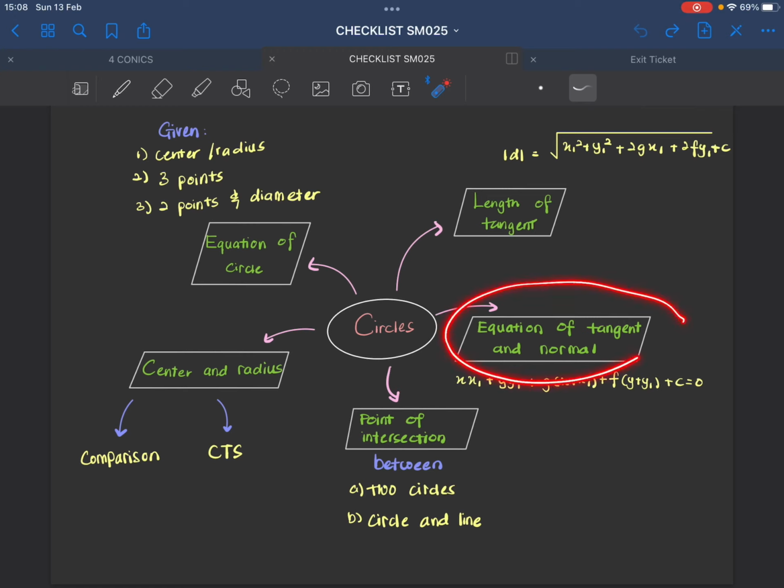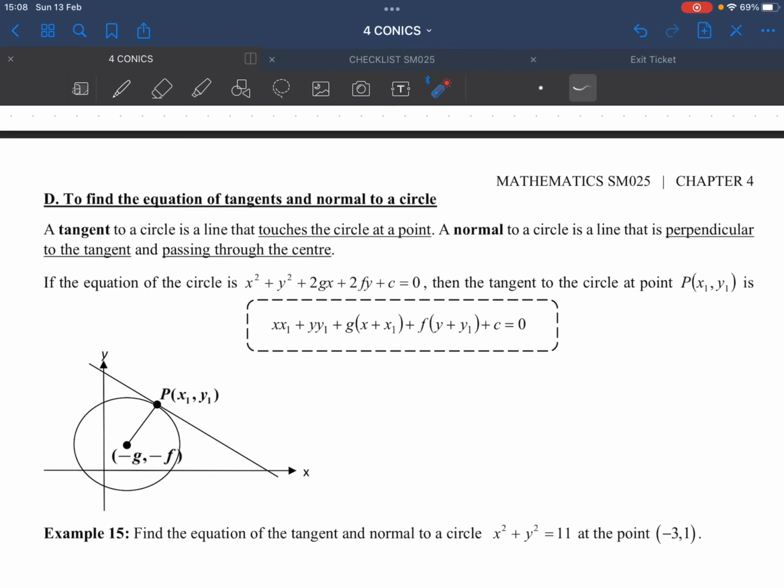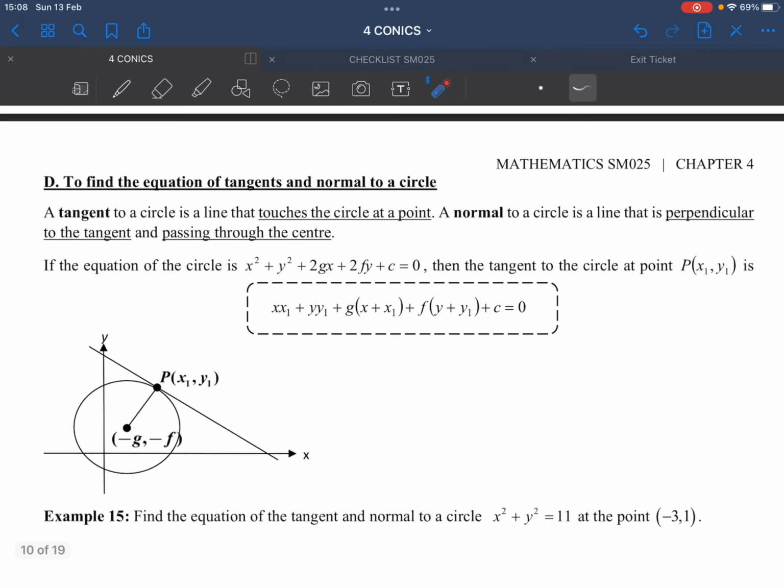So let's continue to the next part for circles, which is we are going to find the equation of tangent and normal to the circles. Given here is the equation of tangent. For this subtopic, there are two methods to find the equation of tangent and normal. So that is the aim, to find the equation of tangent and normal.